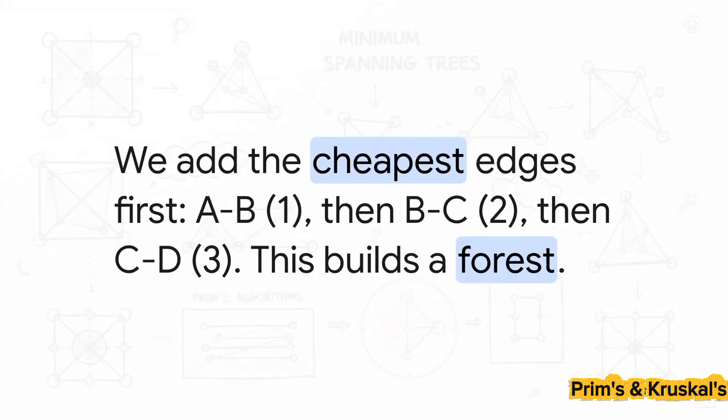First up, the cheapest edge in the whole graph, A to B, cost 1. We'll take it. What's next? B to C, cost 2. Great, add it in. And after that, C to D, cost 3. We'll add that one too. So you see what's happening? We're not growing one single tree. We're building up a collection of little connections, like a forest of tiny trees that will eventually link together.